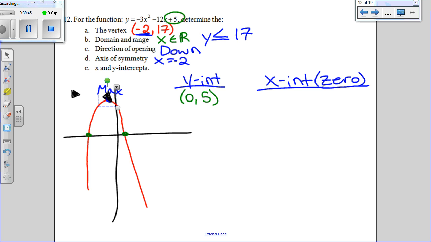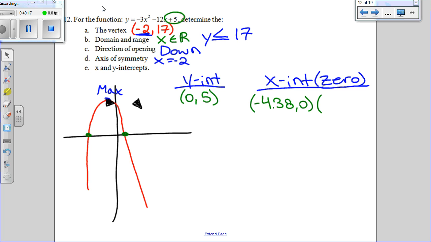For these other ones, I would do my second trace, and I would move it so that my arrows are more like that. Second trace 0, and I go all the way over there, and I hit enter. And my calculator died. So that's sweet. And the other intercept is going to be at 0.38, comma 0. Is that right? Yeah.